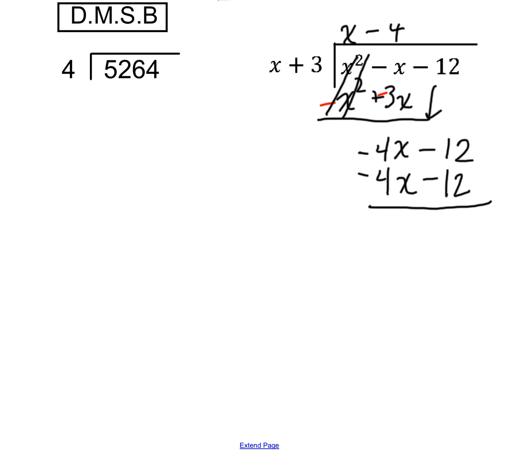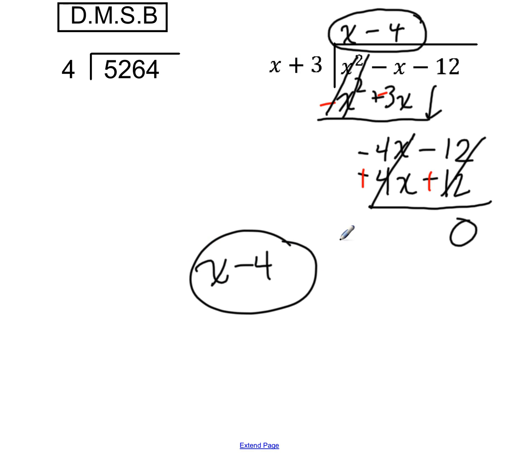Okay, now I'm going to subtract. Remember how I told you to use a different color? If I subtract negative 4x, it changes the sign. If I subtract negative 12, it changes the sign. And when I put those together, everything turns to 0. So what is my answer? X minus 4. So you can check your answer by multiplying the 2 out, but x minus 4 is my final answer.